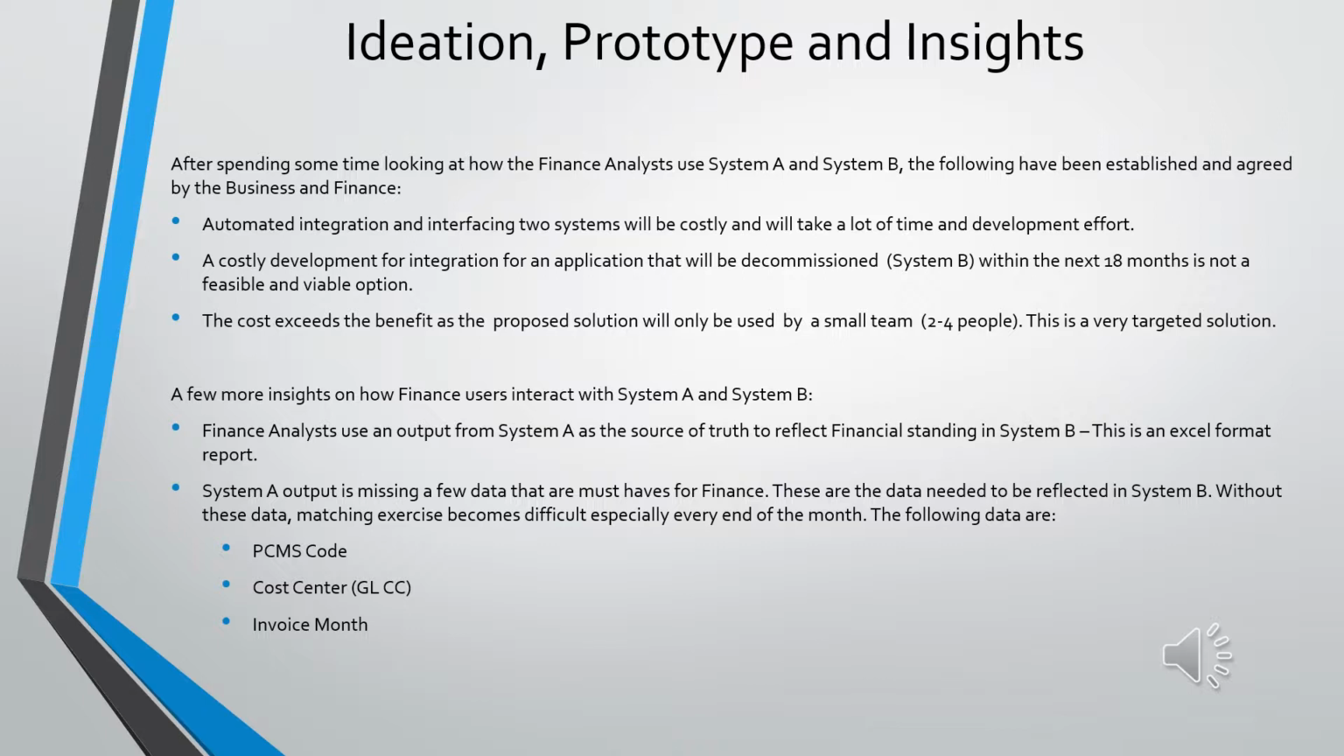Other insights that we found: finance analysts use output from System A as a source of truth to reflect in System B. It's done in an Excel format report. When the output is generated from System A, there are a few data that are missing that are must-haves for finance. Some of these data are the PCMS code, cost center, and invoice number.